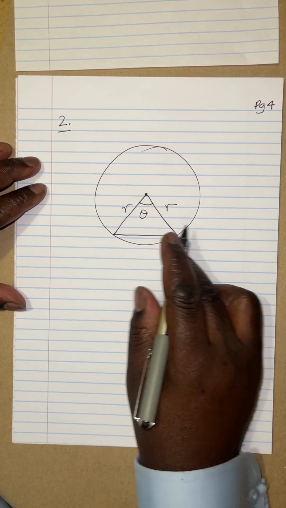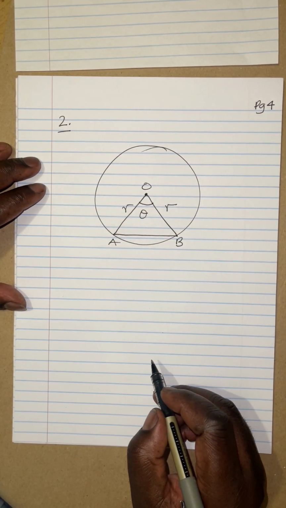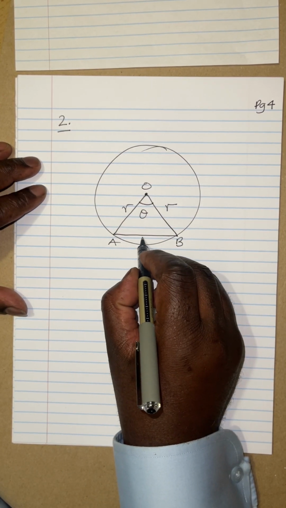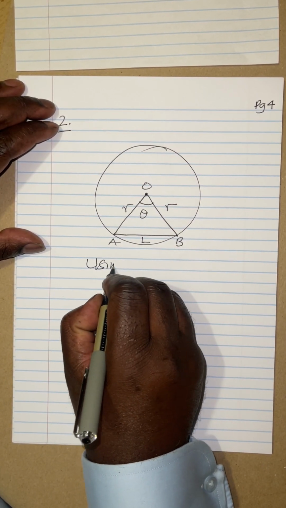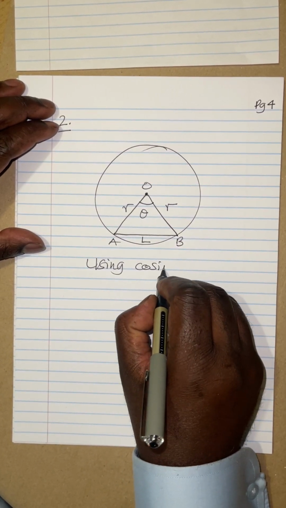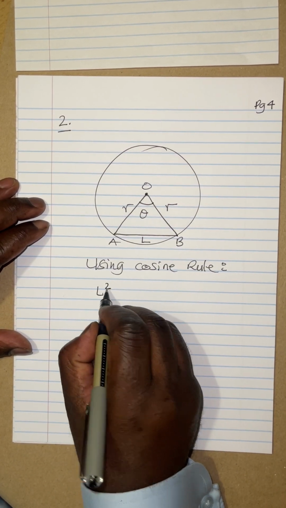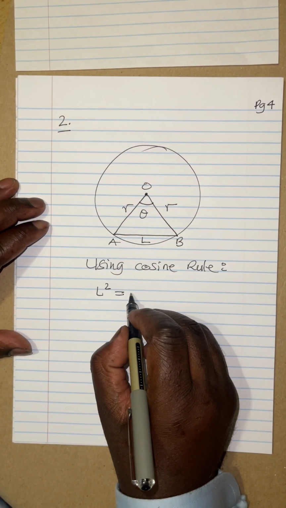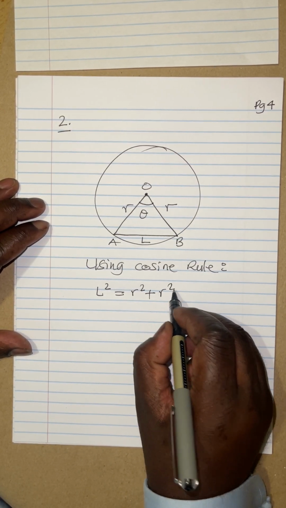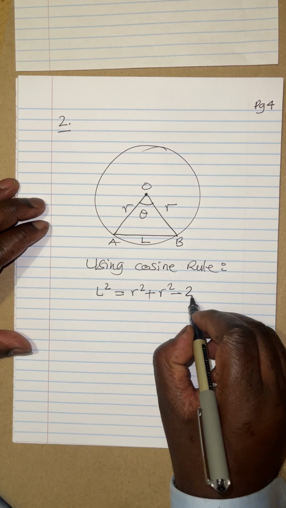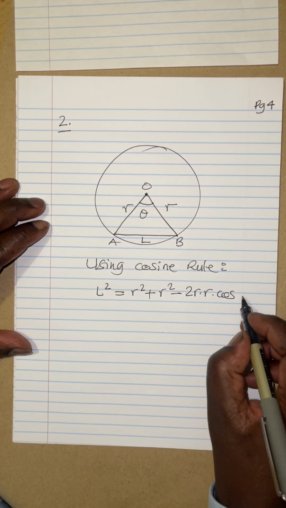So I'm going to have this distance here. Let me call this distance from A to B, for example, and our center O. If I call this distance A to B L for length, then by using the cosine rule, what do we have? We have L squared will be equal to the square of that distance there, which is R squared, plus the square of that distance there, which is R squared, minus the product of these two times 2, so 2R times R times cosine of the angle opposite our length L, which is our theta.